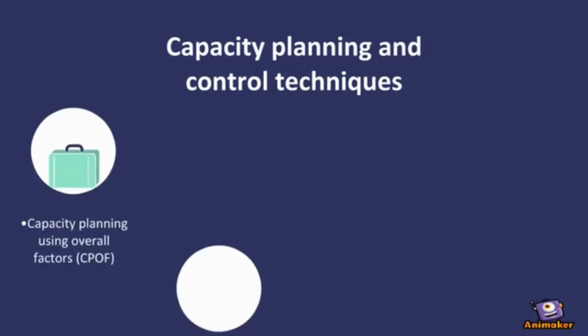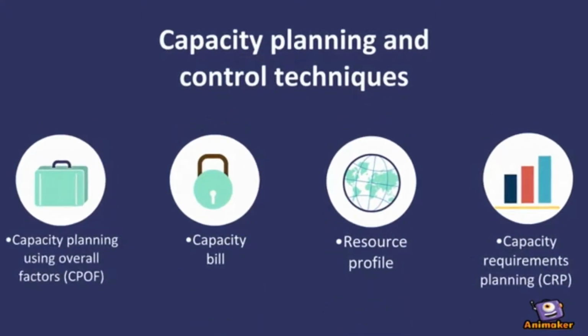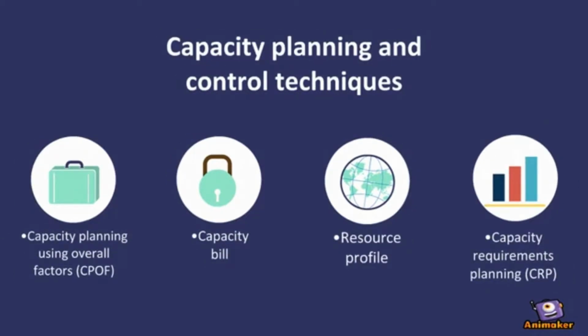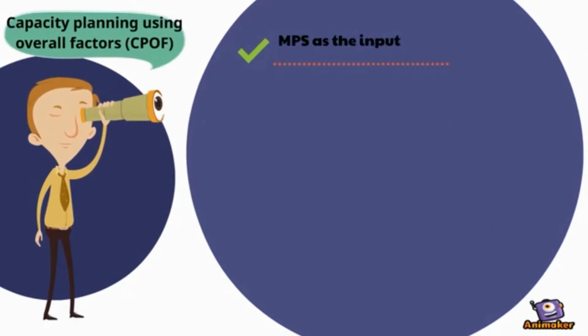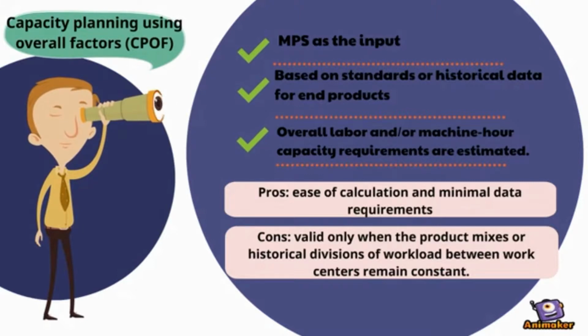Here we describe 4 procedures for capacity planning: capacity planning using overall factors (CPOF), capacity bill, resource profiles, and capacity requirement planning (CRP). We continue with more details on CPOF, which has a few rules to calculate. Those rules are MPS as the input, based on standards or historical data for end product, and lastly overall labor hour or machine hour capacity requirement estimated. CPOF is valid only when the product mixes or historical divisions of workload between work centers remain constant. The advantage of CPOF is ease of calculation and minimal data requirements, and the disadvantage is that it is valid only when the product mixes or historical divisions of workload remain constant.